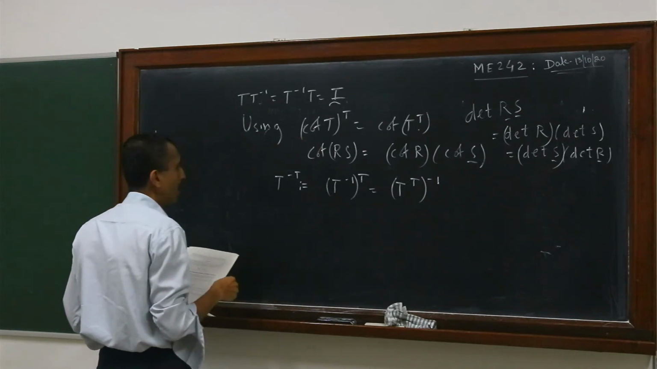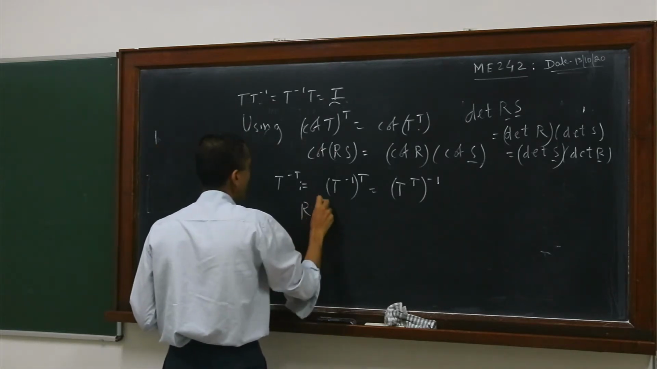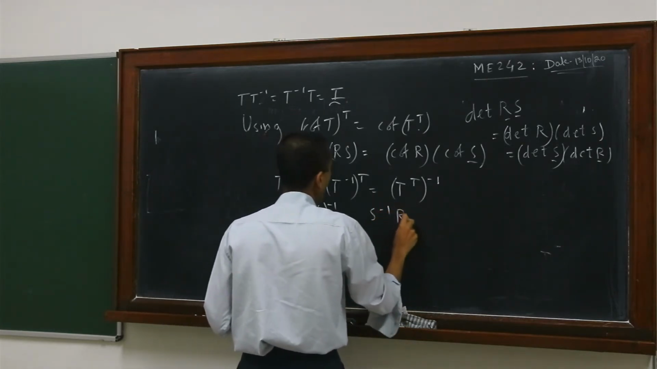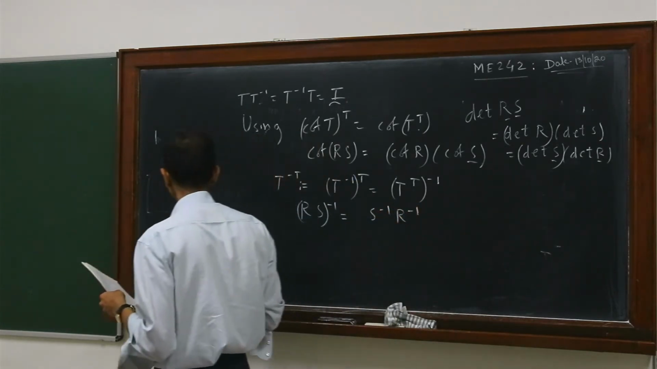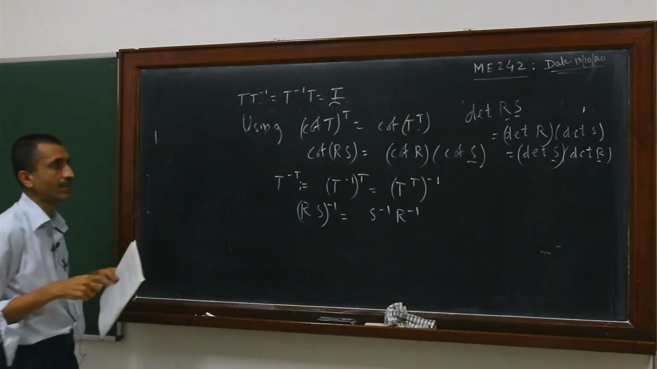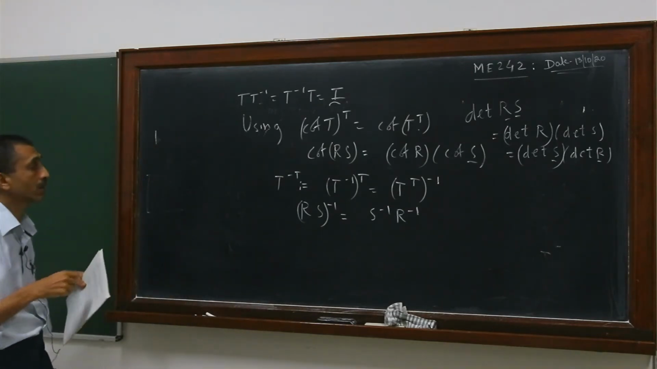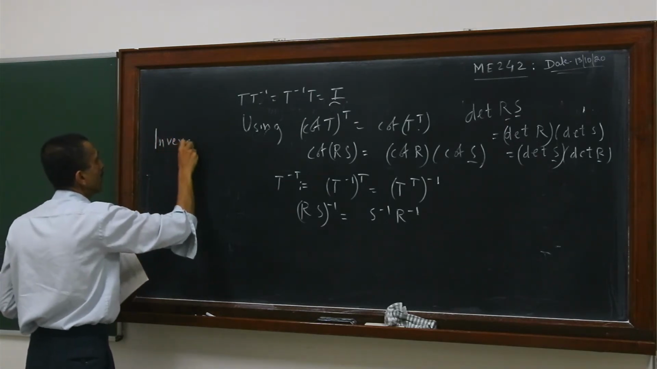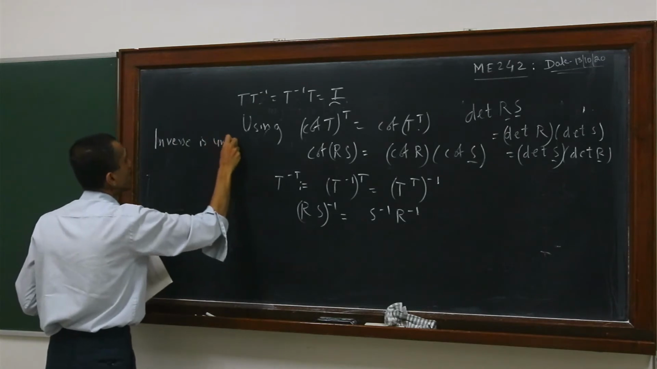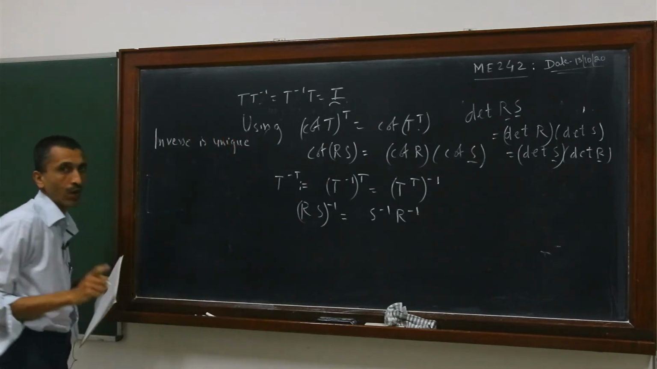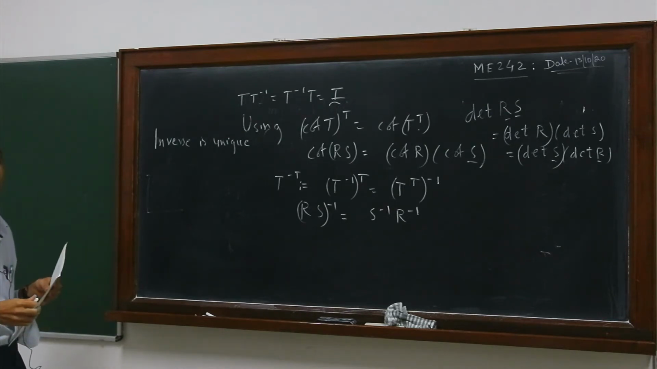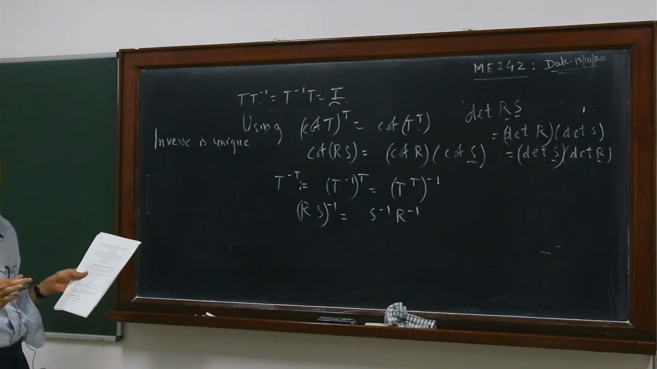And then you also have (RS) inverse is equal to S inverse R inverse. One property that I have not mentioned so far is that the inverse is unique. So if you find one inverse, then you are done, because I don't need to look for any other inverse because of the uniqueness.